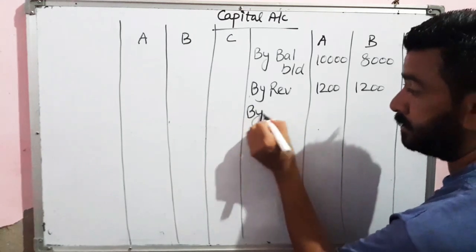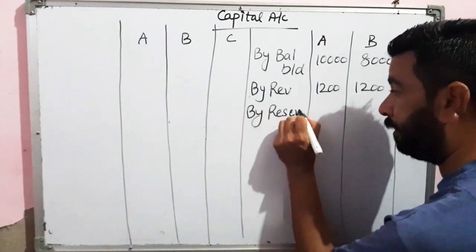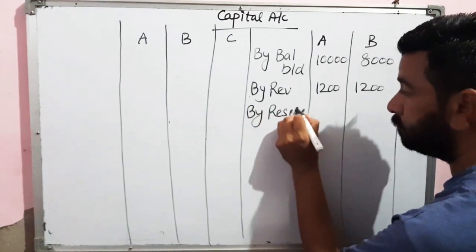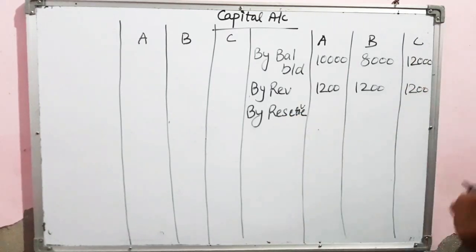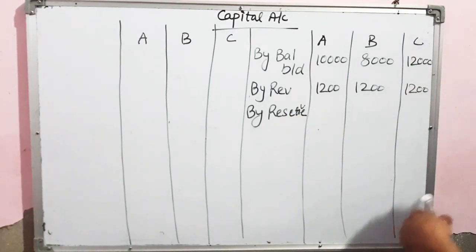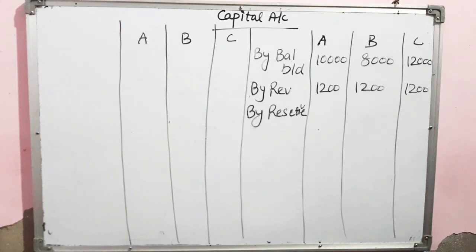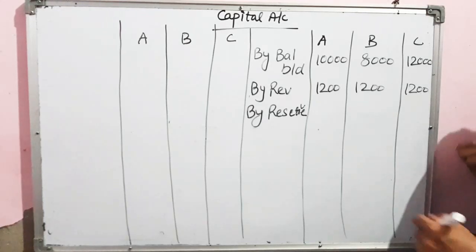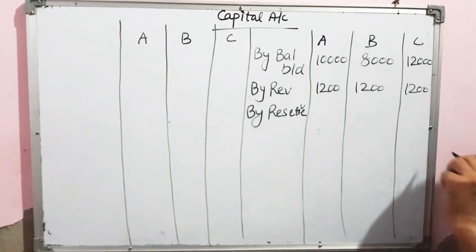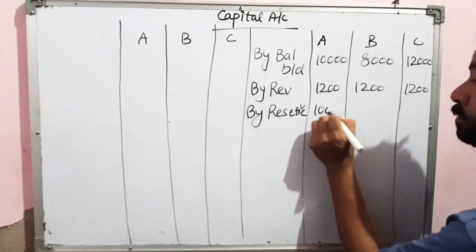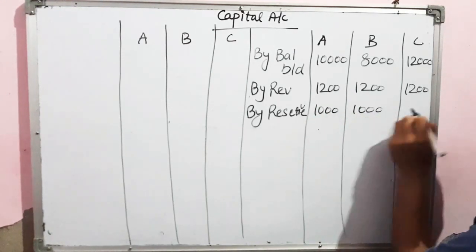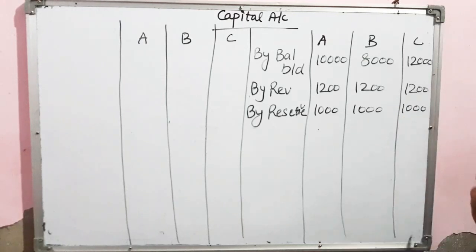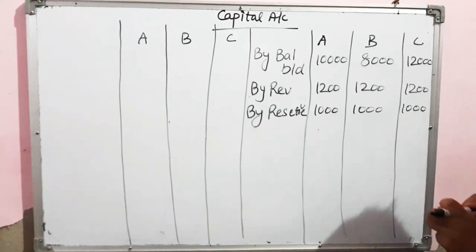Reserve, that is already given in the question. That amount is 3,000. It will be distributed in the old ratio. So the old ratio is equal. 3,000 will be distributed in the old ratio, 1,000 each. Clear? The next entry is the goodwill.